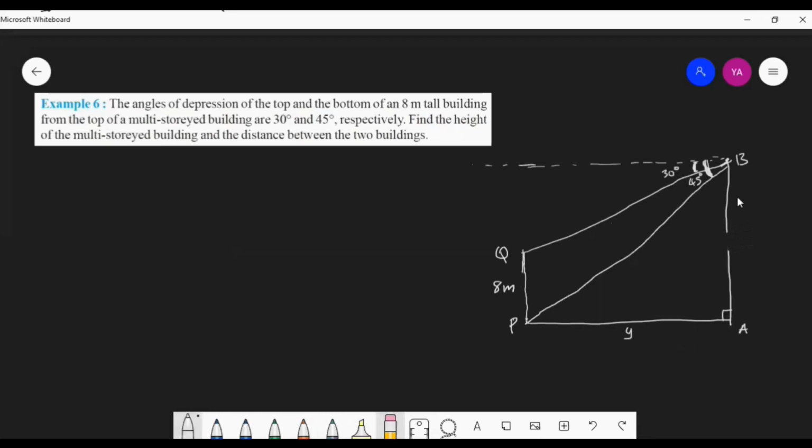Draw a line parallel to ground through Q. Parallel to ground and the horizontal. Or we can say draw a horizontal from Q. Suppose this meeting point is some name we can give. Okay, S, any name you can give. So now we got two right triangles.